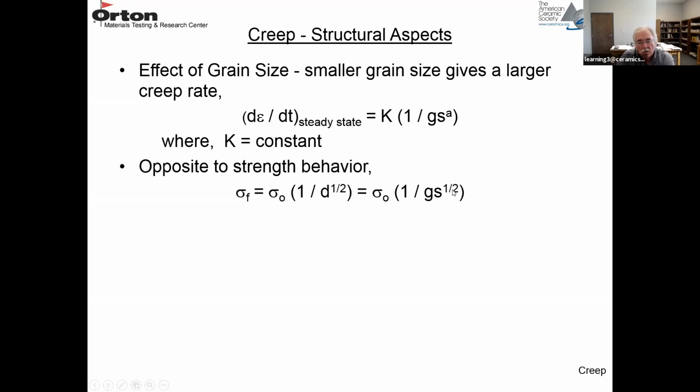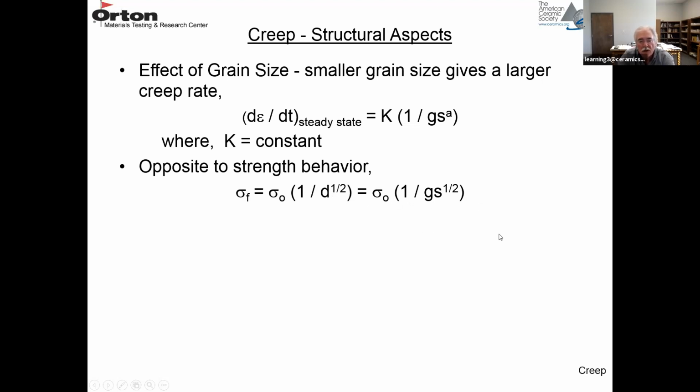So 1 over grain size to the 1/2, or 1 over d to the 1/2, is the same thing. Here, if you increase the grain size, you go to a bigger grain size, you're going to lower the strength. So here it's desirable to have a large grain size to reduce creep rates. Here it's desirable to have a small grain size to increase strength. So it's opposite behavior between creep and strength. And this occurs for a lot of properties in refractories.